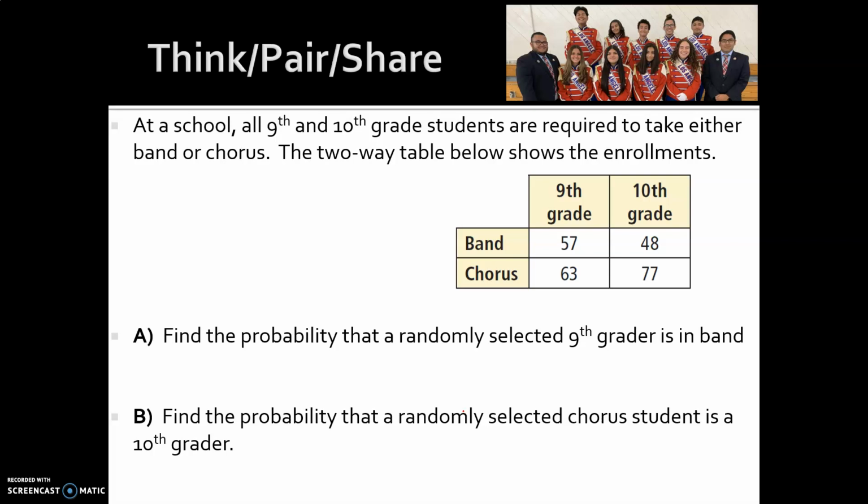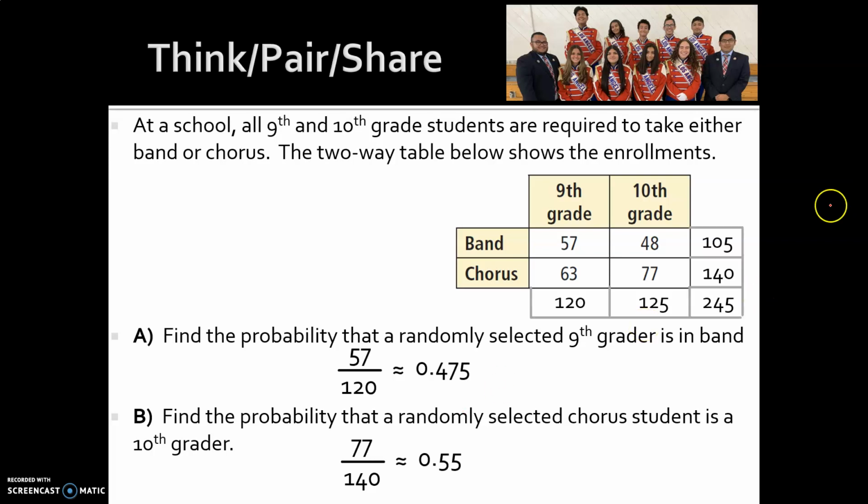All right, so here we're going to get the totals. Fill those totals up. There's 245 on the bottom. Find the probability that a randomly selected ninth grader, so you're selecting a ninth grader at random. There's 120 of them. How many are in band? 57 out of 120. That's the probability of band given ninth grade.